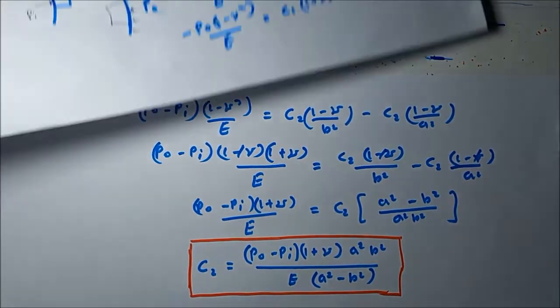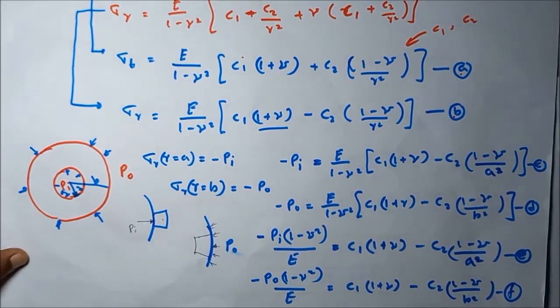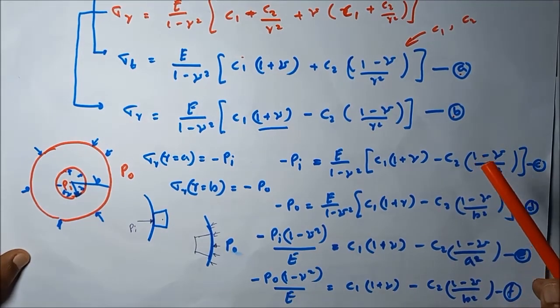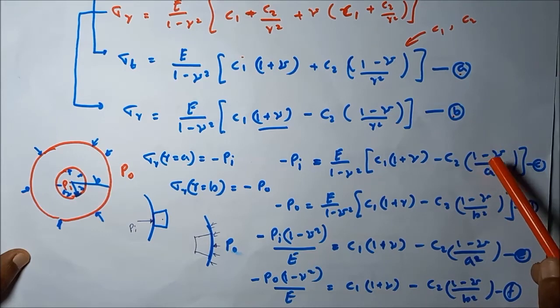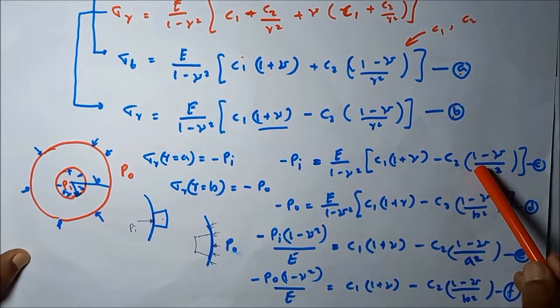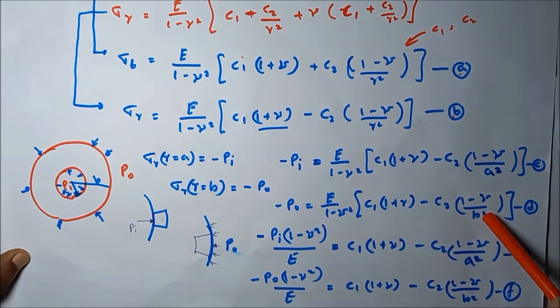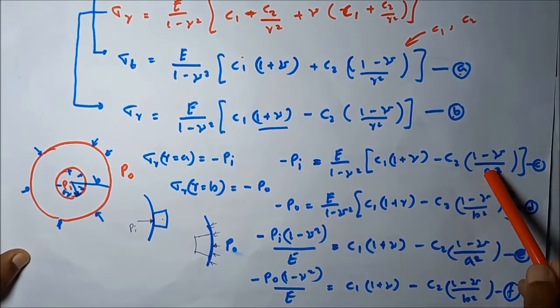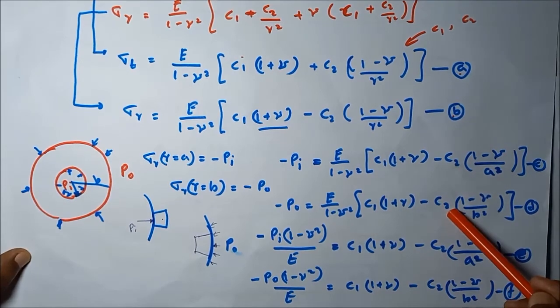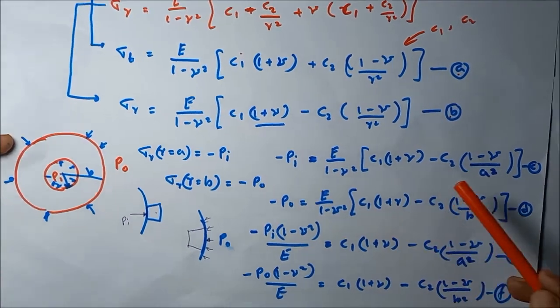To find the C1, I am going to remove this term. So we have to divide this equation by b square, and this equation by a square. Then by subtracting these two equations, we can remove the C2 terms. So then we are having the C1 terms equations.